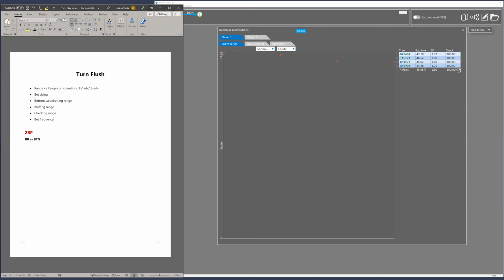I always like to write down the bottom value betting range, so that you can understand how thin you can go. Then the checking range, so you can understand how many nuts you will check, and obviously the bluffing range. Also, I wanted to write bet frequency under bottom value betting range, because the frequency is determined by how much you can value bet. If you don't have a big value betting range, your frequency is going to be tight because you cannot bluff.